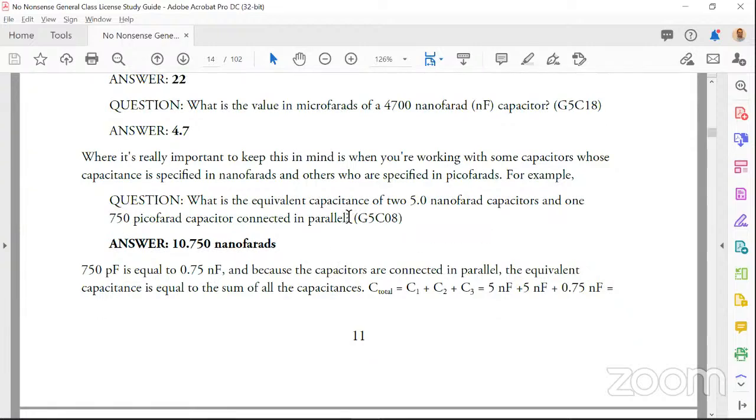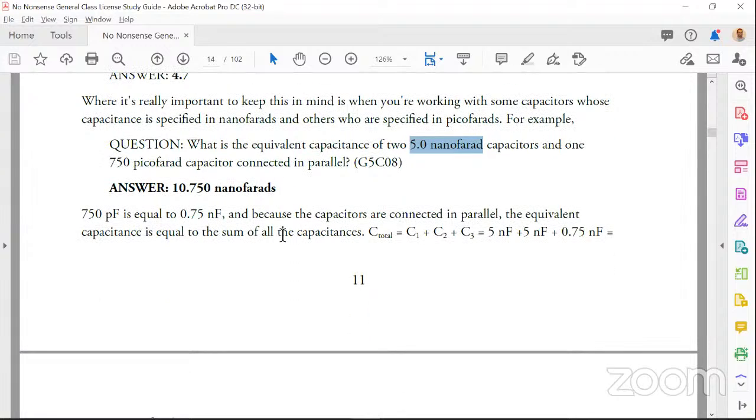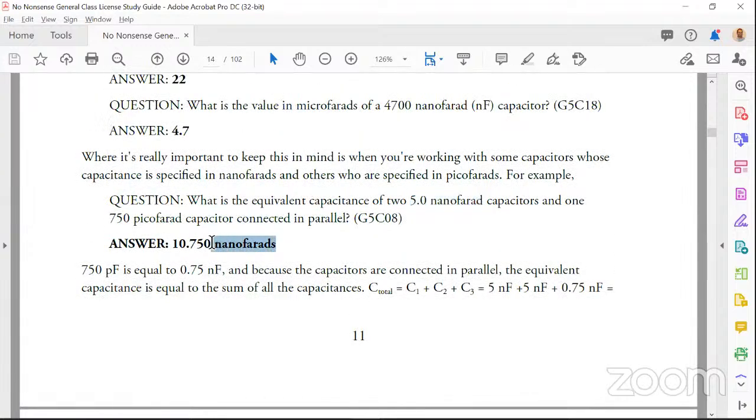Of course, because they are parallel, we can add them together. But we can't just add them together. We have to convert to a common unit. So we either convert all to nanofarad or we convert all to picofarad. Of course, because the answer in the question was nanofarad, we just chose the one that was given in picofarad to convert to nanofarads. And we simply add them: 5 plus 5 plus 0.75, and we got the answer 10.75.